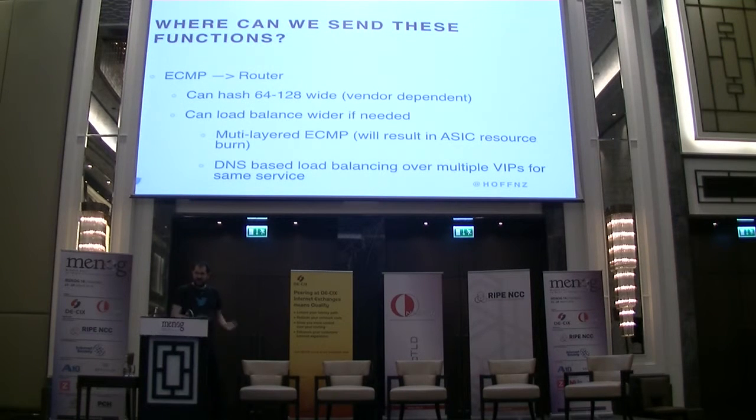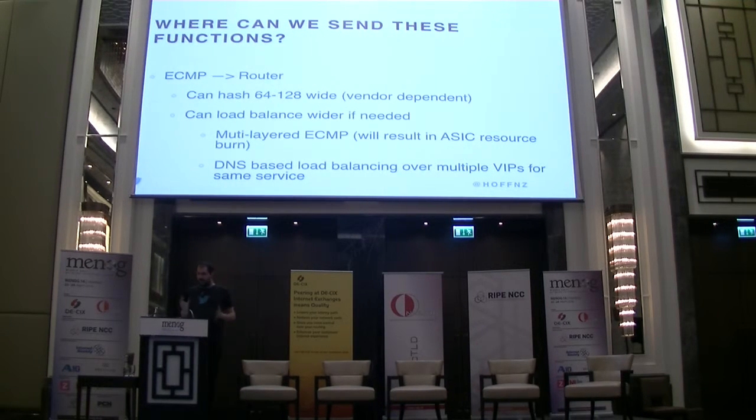So we kind of sat down and worked out, well, what can we do with these functions? Do we need all of this functionality? And can we actually virtualize this either upwards to the router or downwards to the server? So the first thing we realized is that the load balancing functionality can be pushed into equal cost multipathing on our routers. So for all the router vendors, they can do between 64 and 128 wide hashes, and they're able to use layer 3 and 4 information for this.